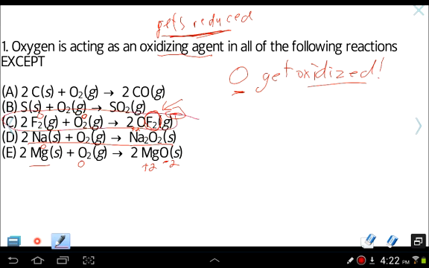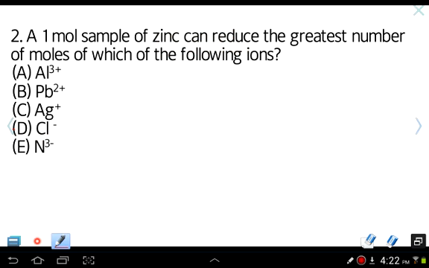And so it's a good idea to understand oxidizing agents and be able to analyze a reaction for this idea. A slightly different type of question: a 1 mole sample of zinc can reduce the greatest number of moles of which of the following ions? Now, zinc will actually become zinc 2+. Here it says zinc can reduce, which means zinc itself will get oxidized, and the question is, which ion can it do this the most to?